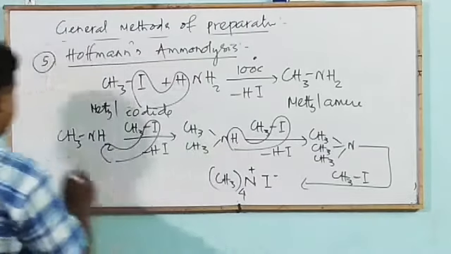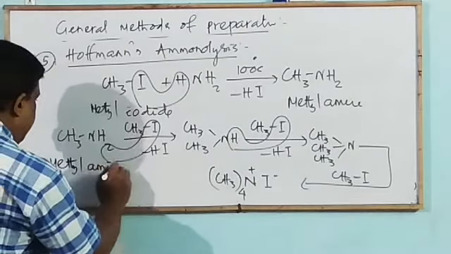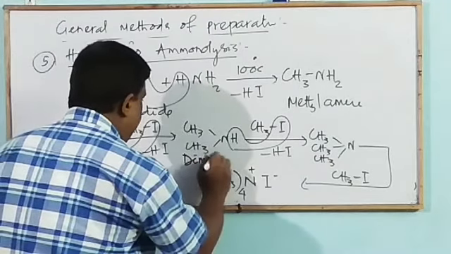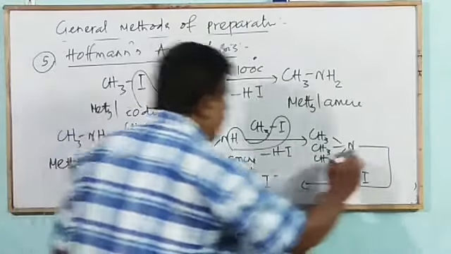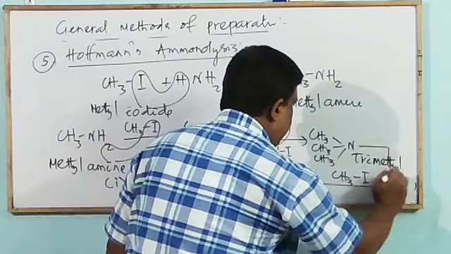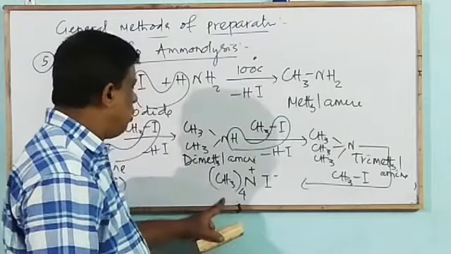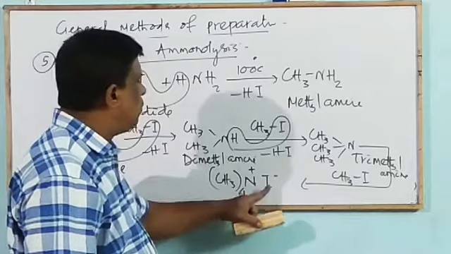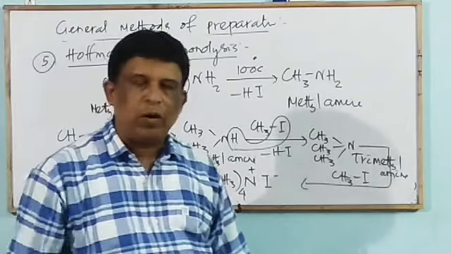Its name is methylamine, 1 degree amine. Its name is dimethylamine or 2 degree amine. Its name is trimethylamine or 3 degree amine. Its name is quaternary ammonium salt, that is tetramethyl ammonium iodide.